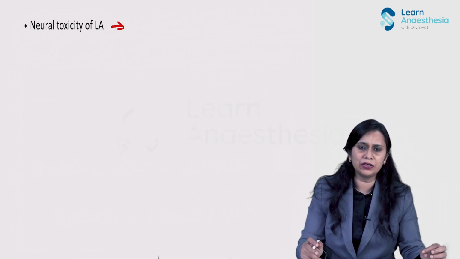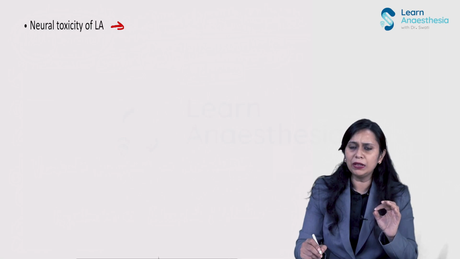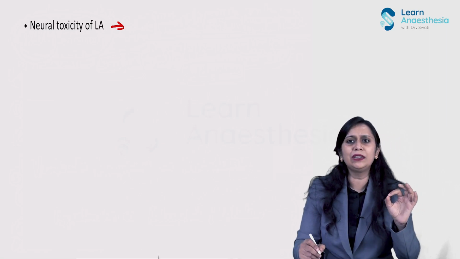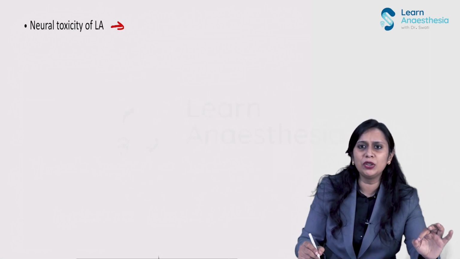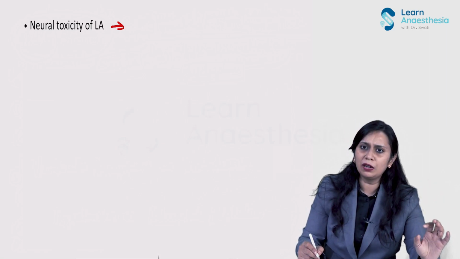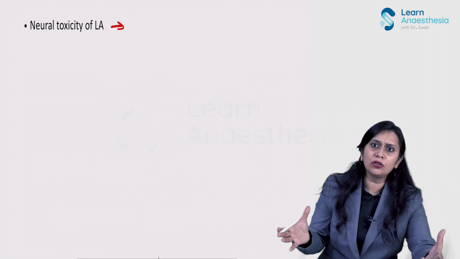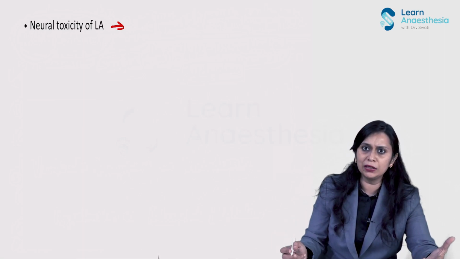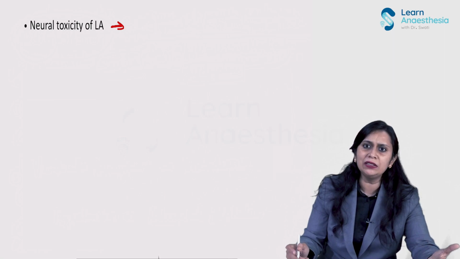Now neural toxicity, direct toxicity to the nerve. This can happen if you deposit the local anesthetic very near the endoneurium or perineurium. And there were some drugs which were particularly causing neural toxicity. Chloroprocaine, previously it was said that it causes more neural toxicity compared to other drugs, but that was because of the additive present in chloroprocaine. Now the preparation which has been introduced is considered safe.